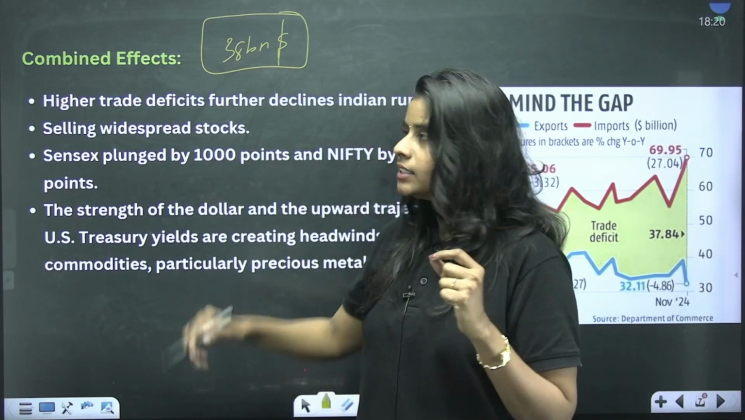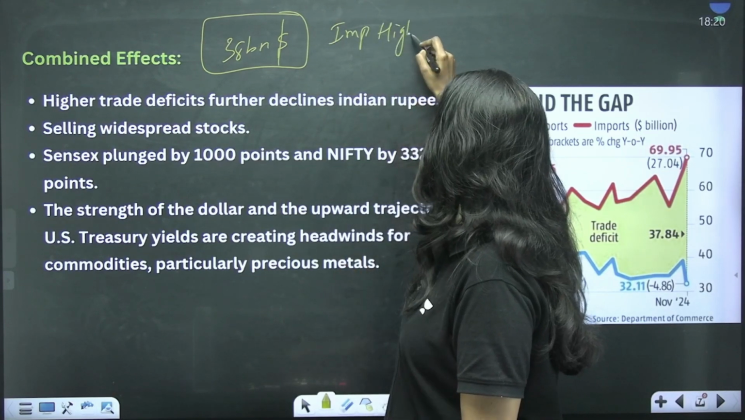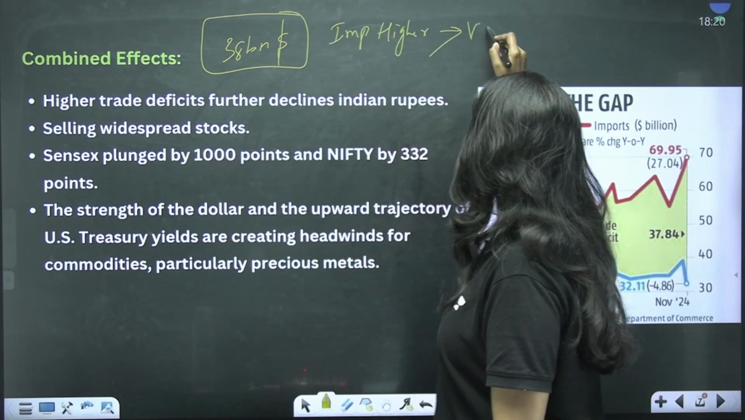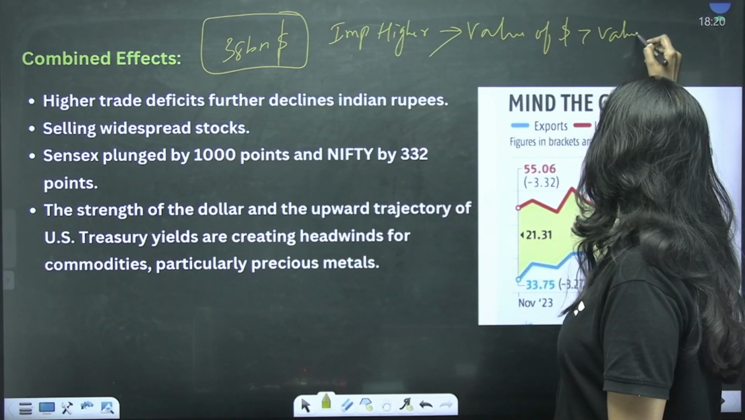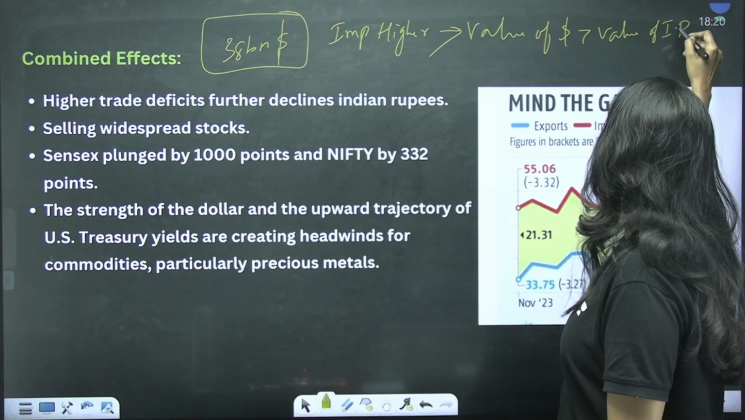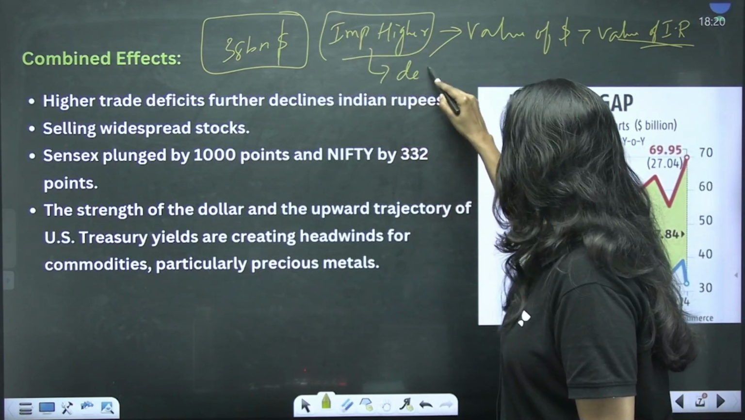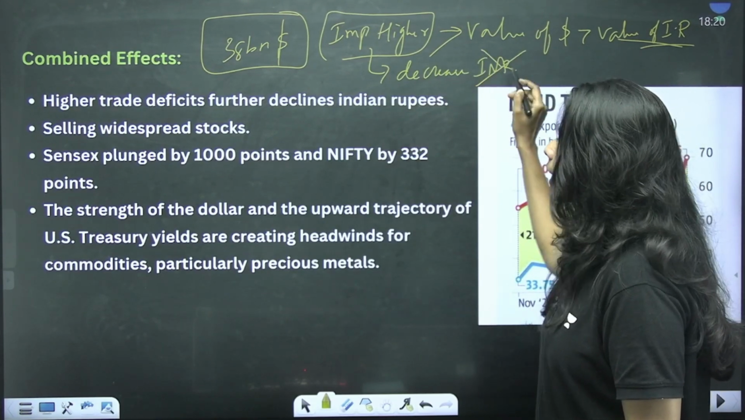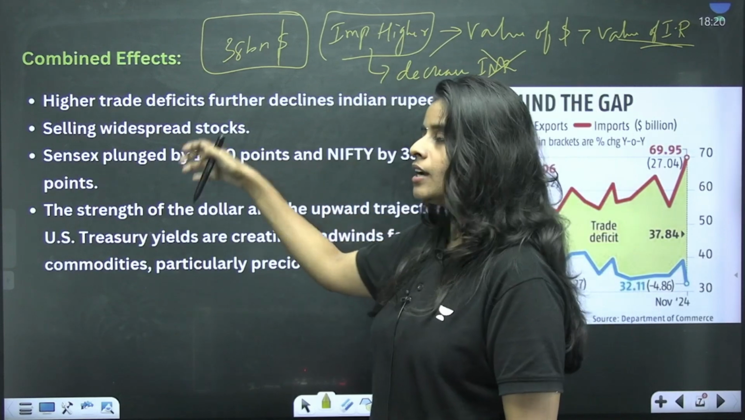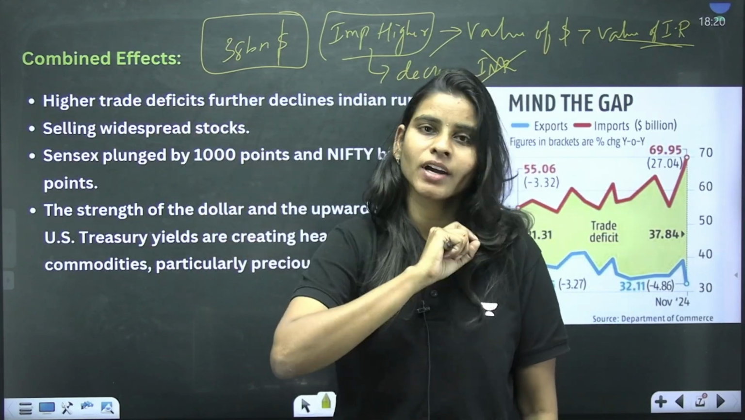Why? Because this means that our imports are higher. So higher imports means what? The value of the dollar is going to be greater than the value of the Indian currency, the rupee, right? This is known to decrease the value of the Indian rupee. So when the rupee is again going to get depreciated, this can again strengthen the value of the dollar, again leading to outflow of investments.